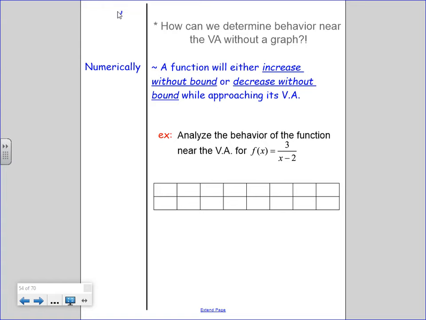And here's my quick way of summarizing. Numerically, how do you do it? You figure out a function from the table will either increase without bound or decrease without bound while approaching its vertical asymptote. If it increases without bound, that's infinity, right? Positive infinity. If it decreases without bound, what's that going to be? Negative infinity.